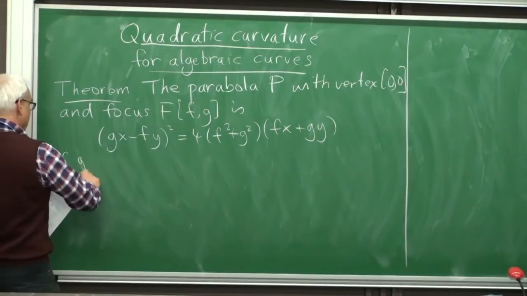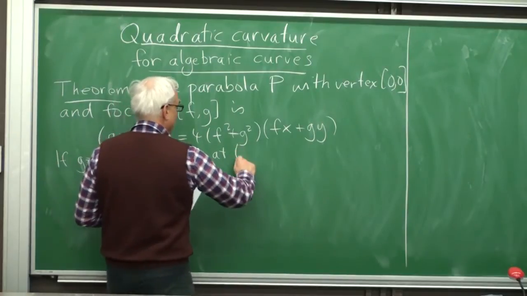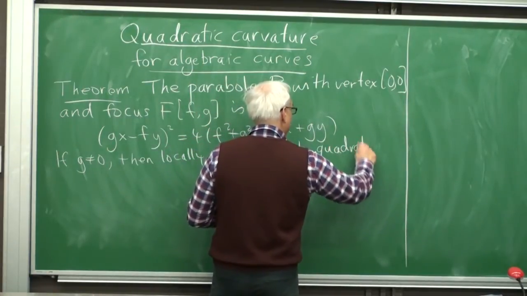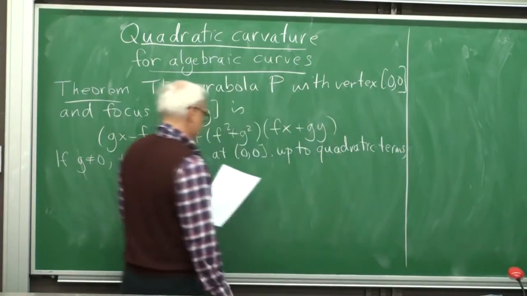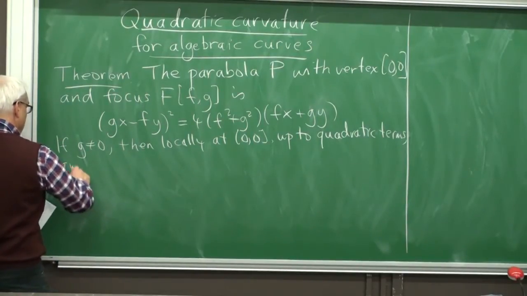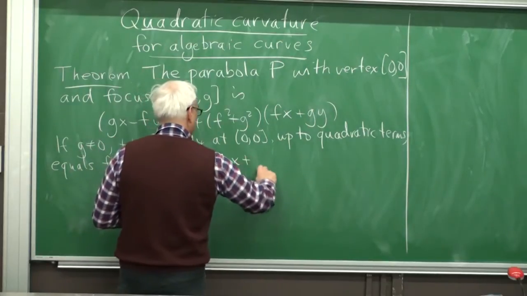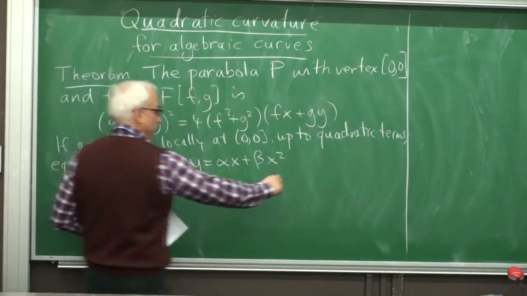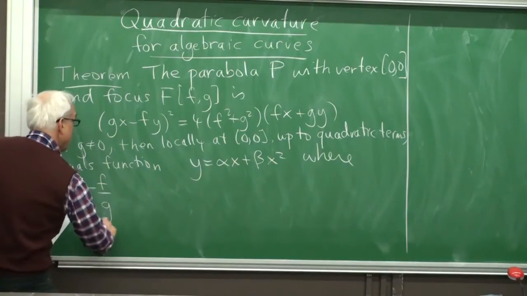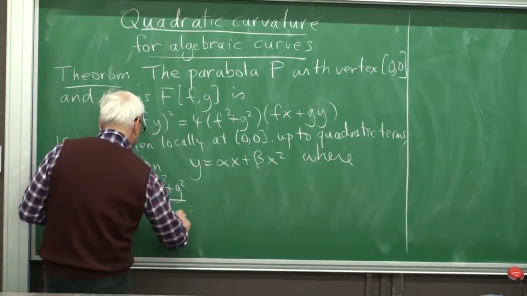And if g is not equal to 0, then locally at or near the origin, up to quadratic terms, it equals the function y equals alpha x plus beta x squared, where we determined that alpha was minus f over g and beta was f squared plus g squared over 4g cubed.